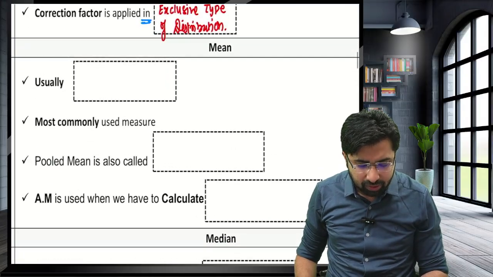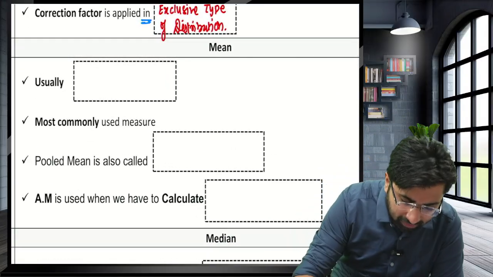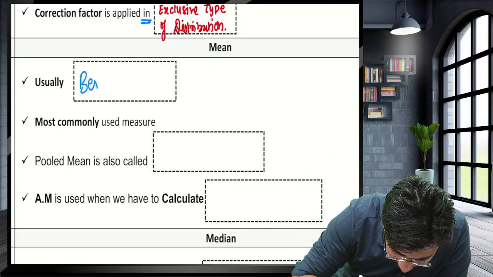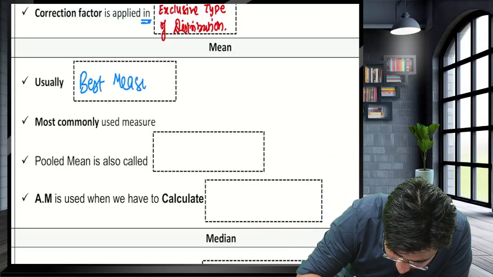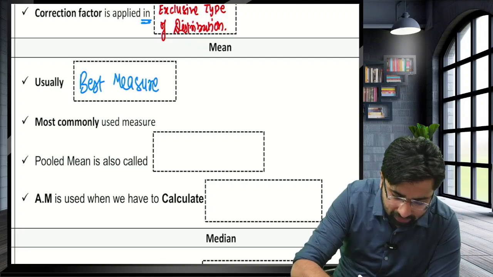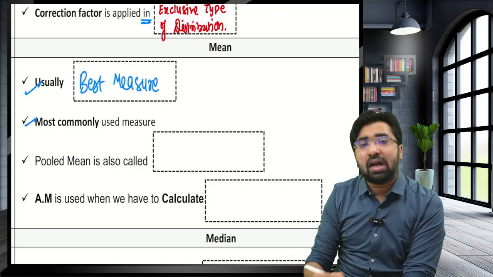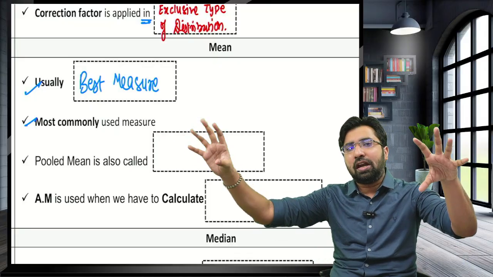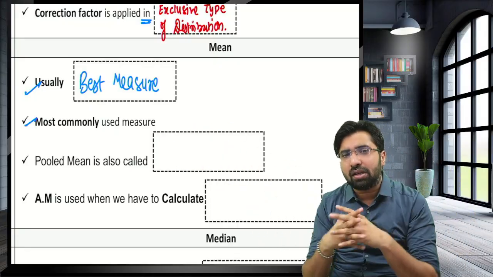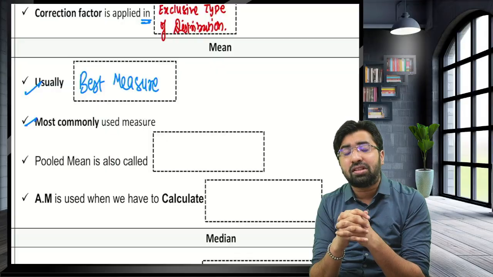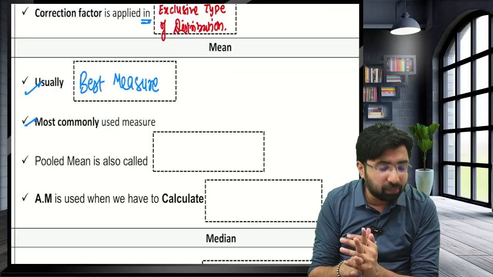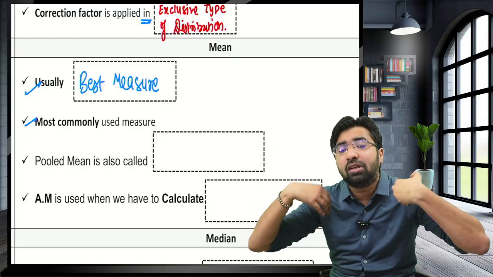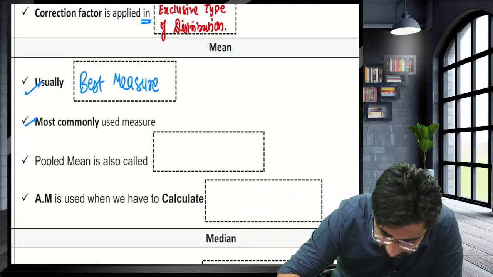Now, mean. Usually mean is the best method. If I don't give you any situation, use mean. Usually the best measure, most commonly used. Now, pooled mean. Pooled mean means combined mean. If you have two groups, male and female, and their average salary, if you merge them and form a new group, can you calculate the mean? This is known as pooled mean. And this pooled mean is also known as grouped mean. If you form a big group, can you form a combined mean? The new name of the combined mean is grouped mean.